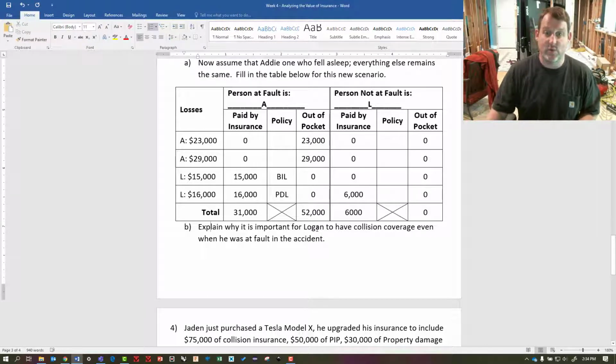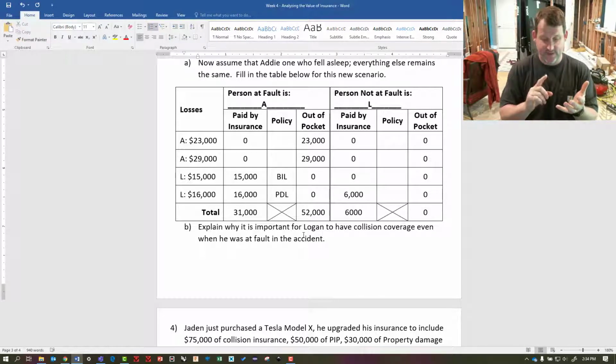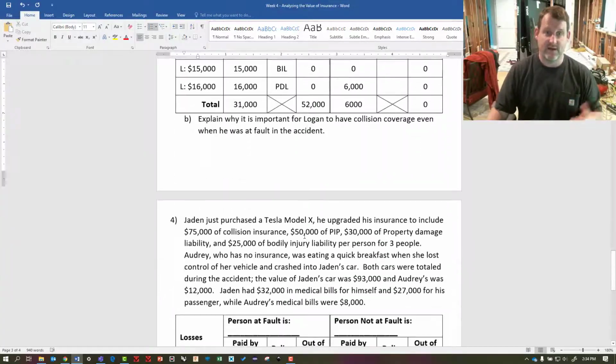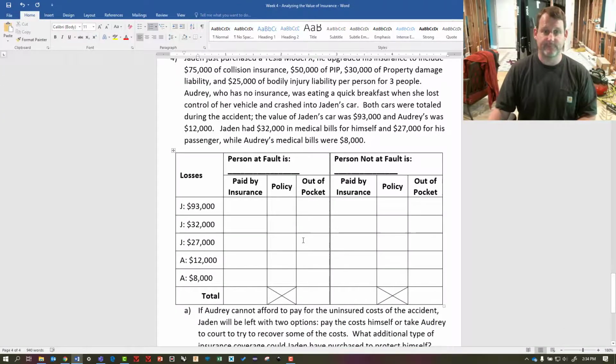Sounds good. So why is it good to have collision coverage when you're at fault in the accident? Because collision coverage, that's the only way you get your stuff paid off, is to have collision coverage and PIP coverage if you're at fault. Otherwise, you have to pay it out of your own pocket.